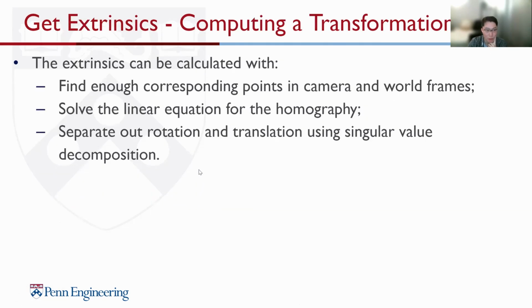What about extrinsics? To get the extrinsics, we are basically just computing a transformation, right? There are ways to do this. We can find enough corresponding points in the camera frame and the world frame, and with enough corresponding points, we can just solve the linear equation, right? One way or another, we solve for the homography, then there are methods that use singular value decomposition to separate the rotation and the translation.